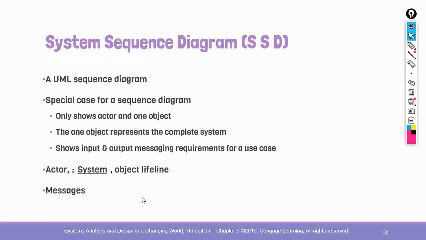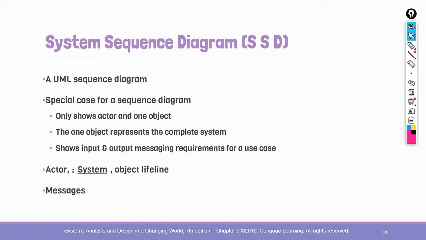In the object-oriented approach, the flow of information is achieved through sending messages either to and from actors or back and forth between internal objects. A system sequence diagram, or SSD, is used to describe this flow of information into and out of the automated portion of the system. So, an SSD documents the inputs and the outputs and identifies the interaction between actors and the system.